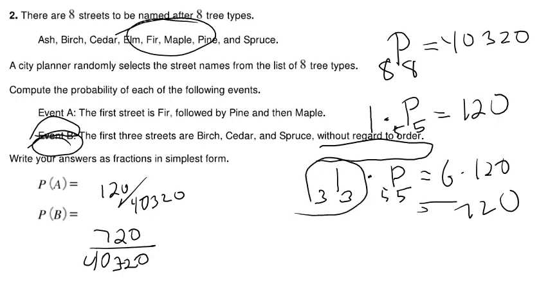You're probably going to have to think about event B a little bit, because again, this is how many ways we can name the first 3 streets, either birch, cedar, or spruce, right? But again, we don't care which one ends up where, but this is the number of ways, along with the 5 pick 5 ways of naming the remaining streets. So this is the total number of ways we can name the first streets, birch, cedar, and spruce, without concern with the order in which we assign them. So there's that one.